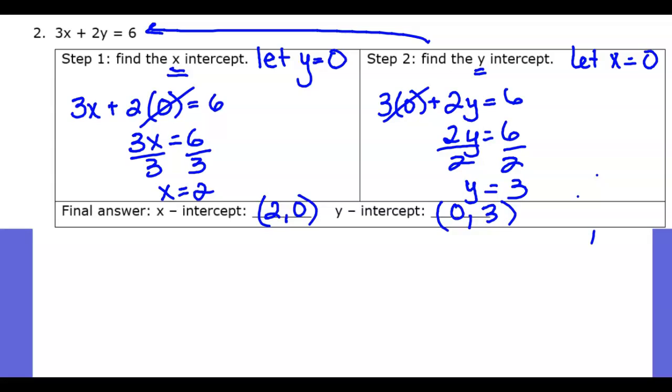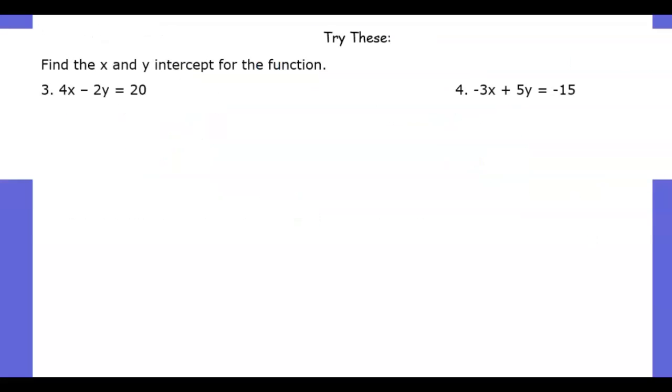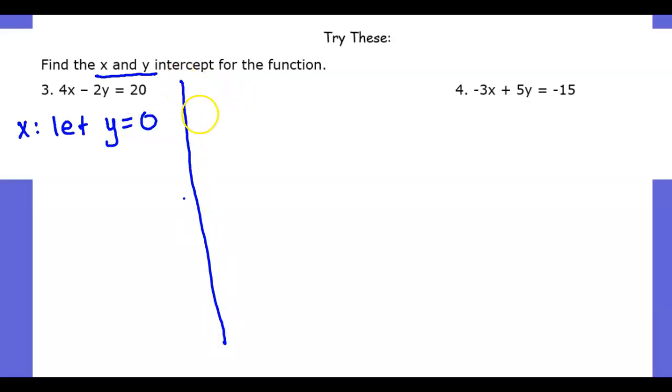If you're starting to get it, why don't you pause the video and try them yourself, and then you can continue on and see how you did. So it says to find the x and the y-intercept. For my x, I let my y be 0, and I like to organize myself two different ways. So I got x, let y be 0, and my y, I let my x be 0. Now I'm going to plug it in.